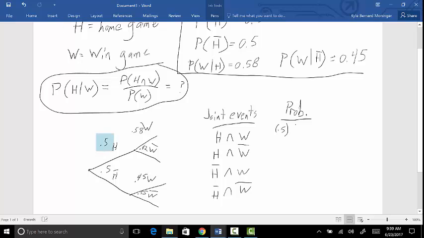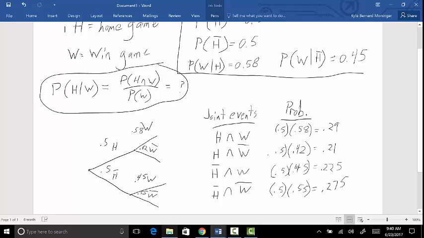So take 0.5 times 0.58. Multiply that together gives me 0.29. I do that along each respective branch. Okay, so now I have a bunch of probabilities for joint events. To make sure you've done it correctly, quickly add up your final probability column, and it must equal 100%. Once I have my probabilities and my joint events, I'm finished with the tree. So I'm just going to erase that actually.